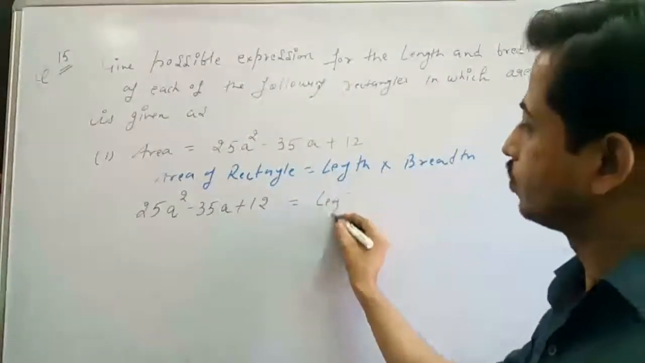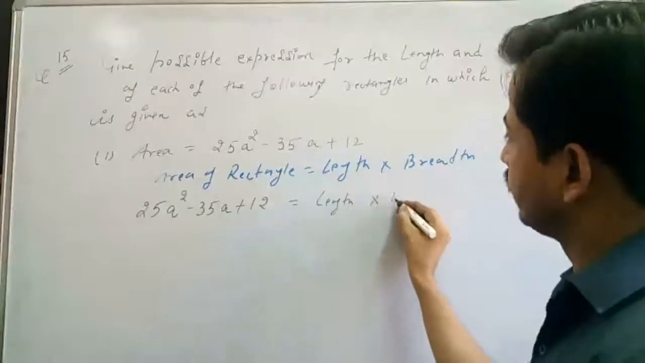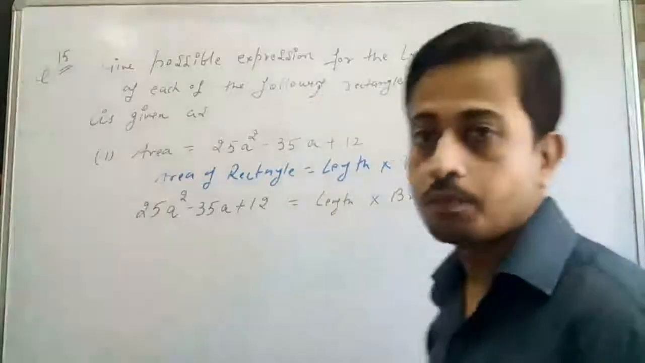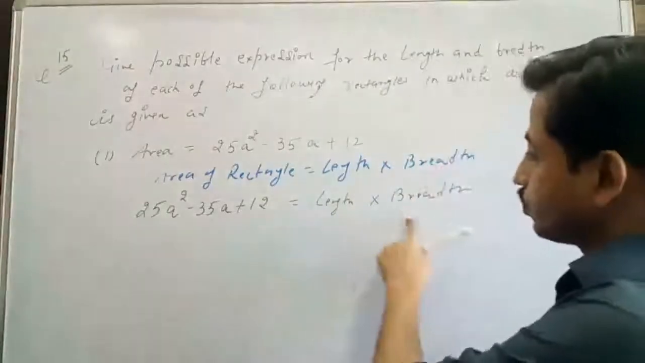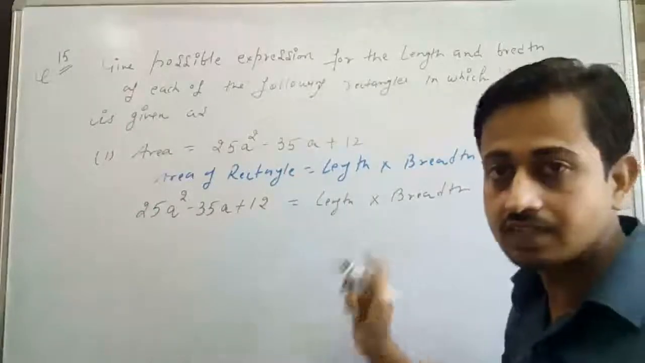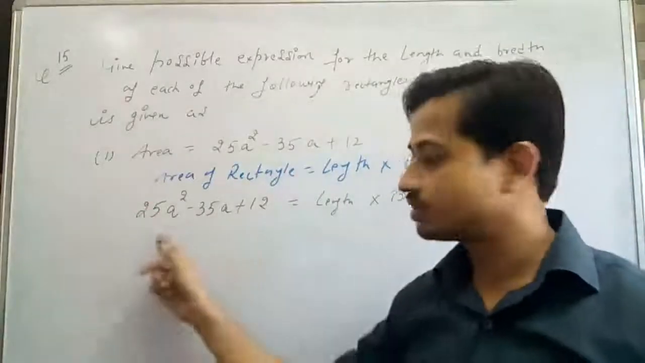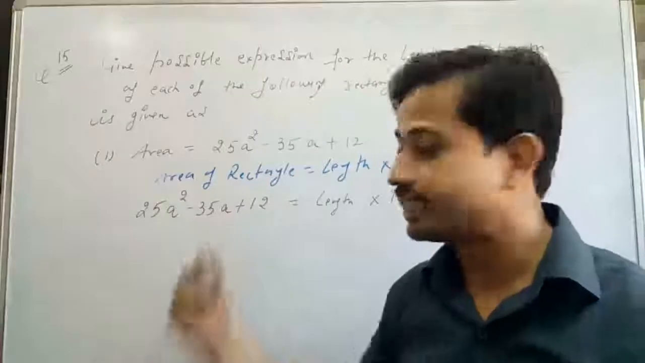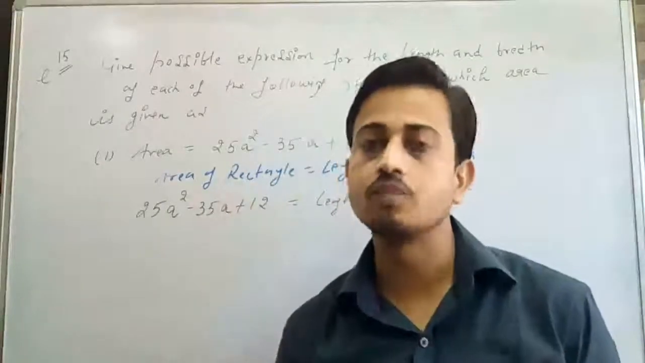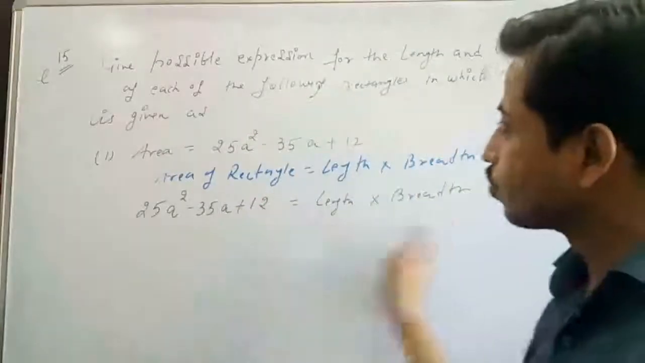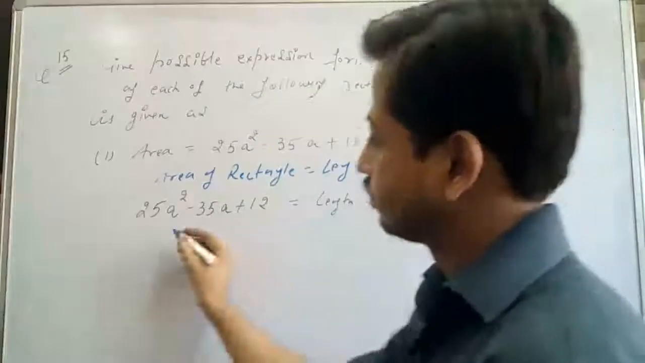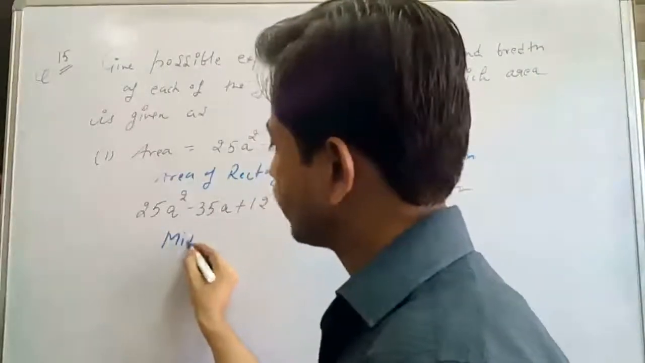Now what do we have to do? We have to find out the length and breadth. It means we have to factor it in terms of two factors. We already know this is a quadratic expression, and it gives us two factors, and one becomes the length and one becomes the breadth. So that is one and only one possible solution. So what we have to do? I am using the middle term splitting method.